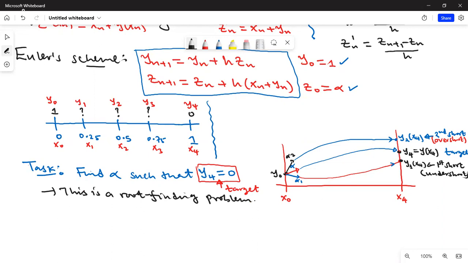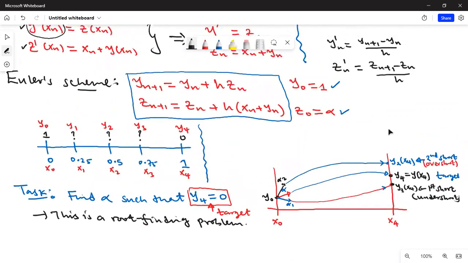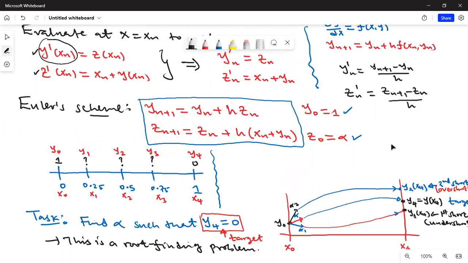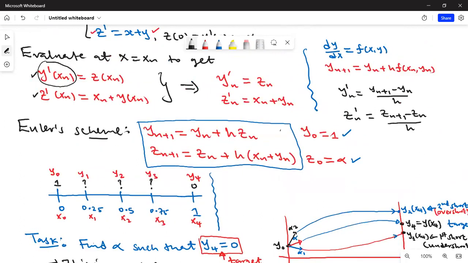And when we talk of a root finding problem, there are various methods that you can use. You can use what we call the bisection method. You can use the Newton-Raphson method, etc., to be able to find the value of alpha, especially when your equation is nonlinear. If it is linear, then there will be no problem. But if it is nonlinear, you will have to employ such methods. So having explained that, let's now go back to our IVP. Let's solve this subject to these conditions.